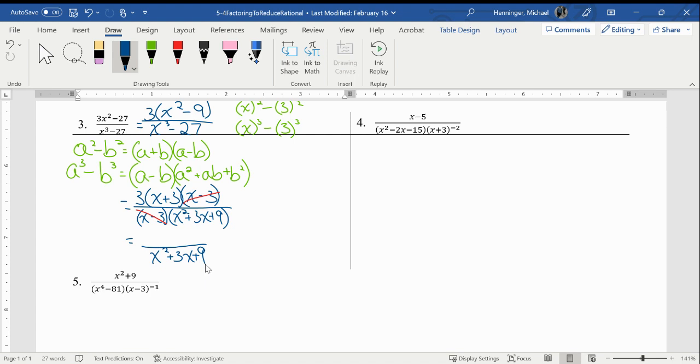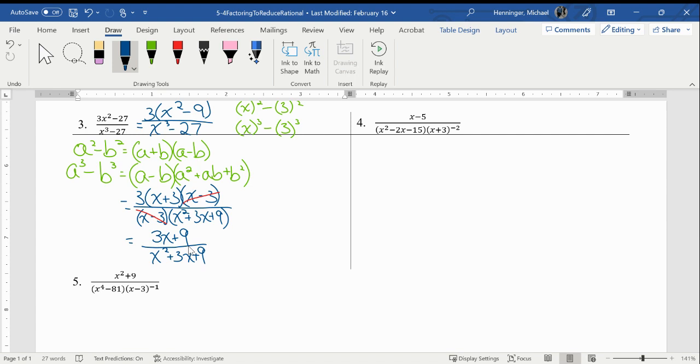Now up top, we have the x plus 3, but we also have that GCF of 3 that we took out right at the beginning. So to have this in its most simplified form, we're going to redistribute that 3 back through. So 3 times x gets us 3x, plus 3 times 3 gets us 9.